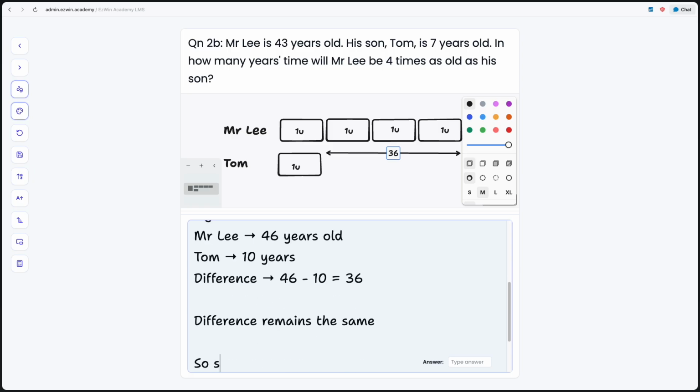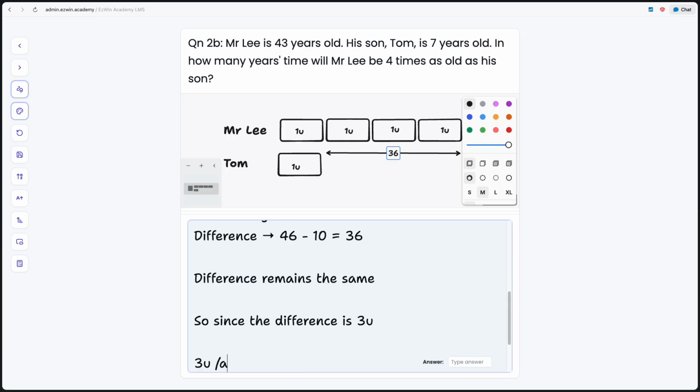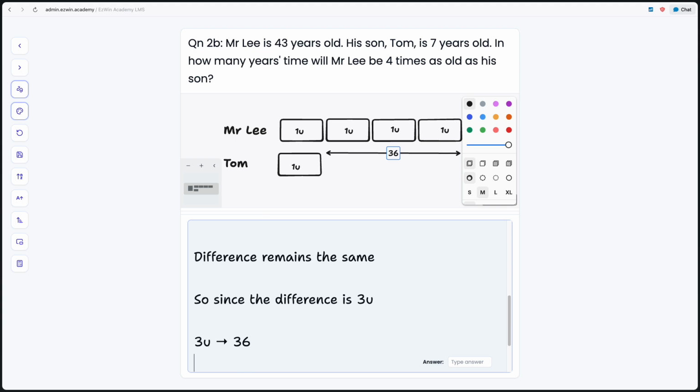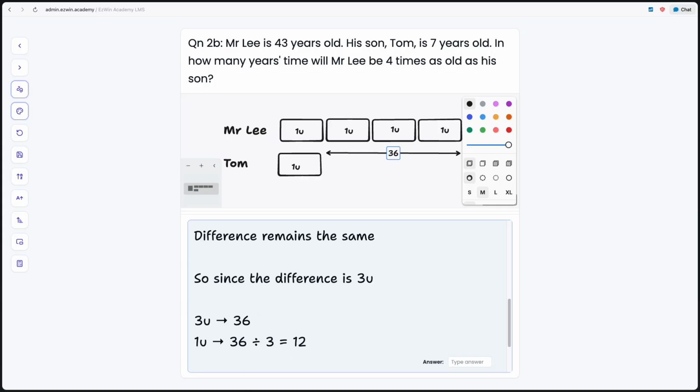So since the difference is 3 units, that means 3 units equal to 36. And then 1 unit is equal to 36 divided by 3, which is 12. Then in how many years' time will Mr. Lee be 4 times as old? So let's see, 4 units. Okay, 1 unit actually. So 1 unit is 12. So in this case, this will be 12, right?